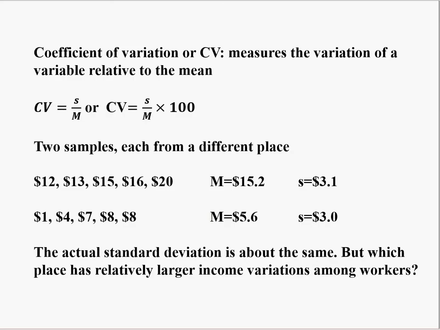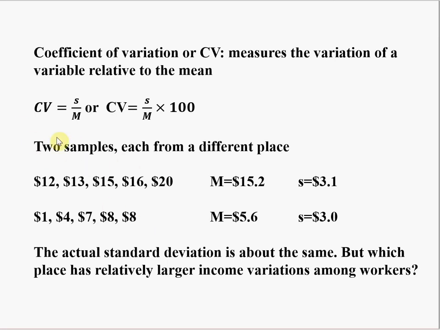Now, in the context of measures of dispersion, there is this measure of coefficient of variation, which is the ratio between the sample standard deviation and sample mean. And sometimes you can also express that ratio as a percentage. In that case, we just multiply this ratio by 100. Why do we calculate the coefficient of variation? Now let's look at this example. There are 2 places, 5 workers in 2 places. They have their own individual income, maybe hourly income.